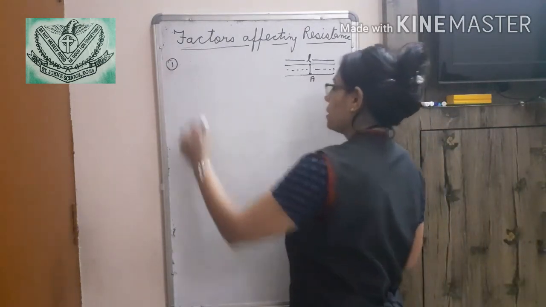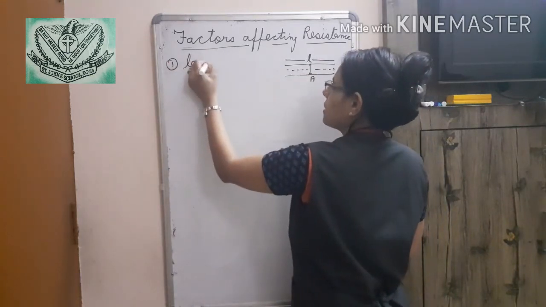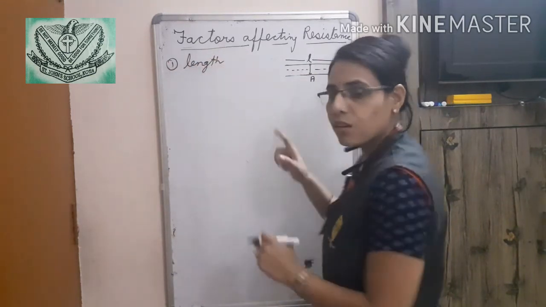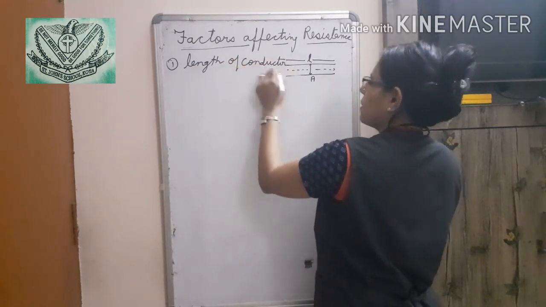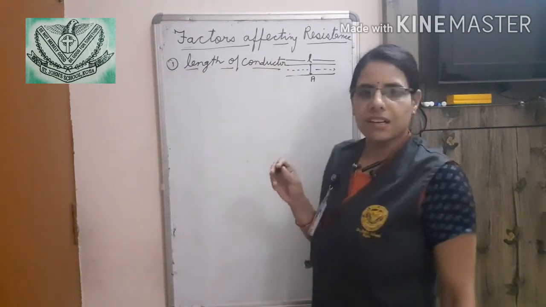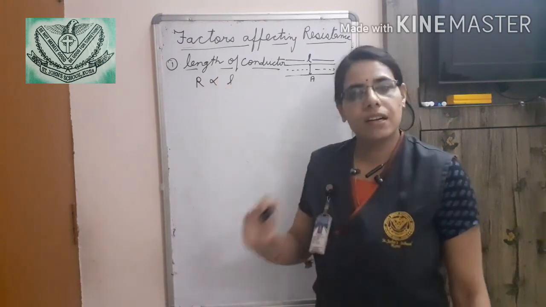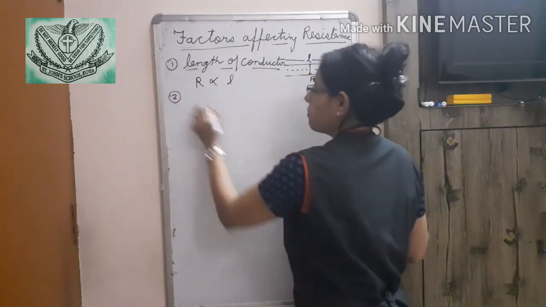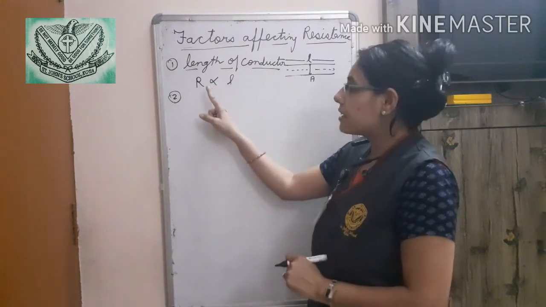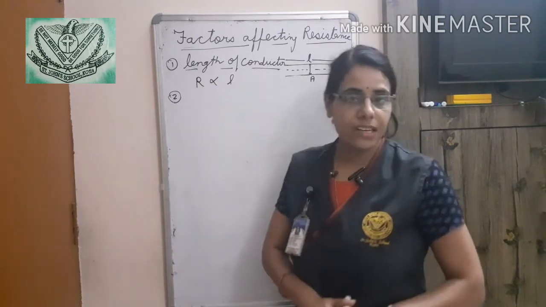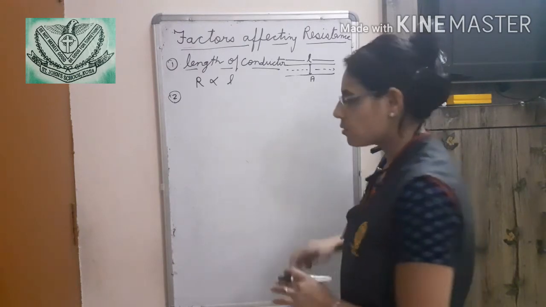So the first factor on which resistance depends is the length of the conductor. The resistance of a conductor is directly proportional to the length of the conductor. What's the meaning of this line? Resistance is directly proportional to the length of the conductor. More the length, more will be the resistance.